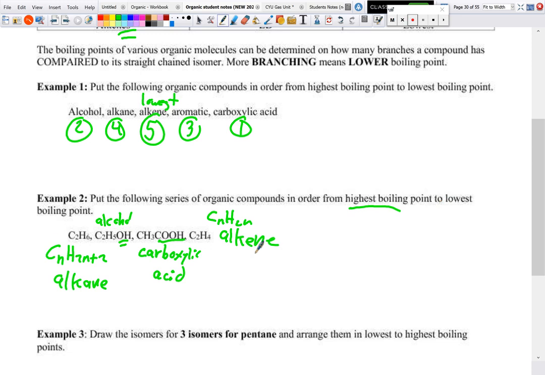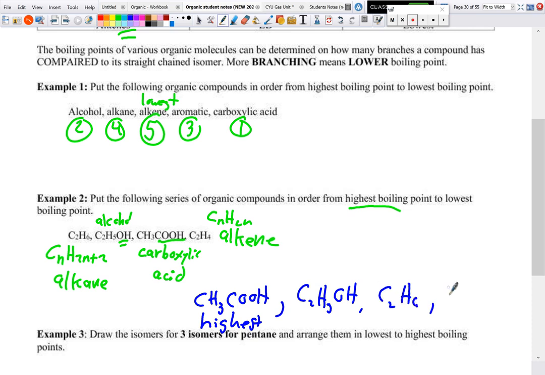Just like before, if we want to place them in order of highest boiling point to lowest, the highest is always going to be the carboxylic acid. If we wanted to, we could draw that one out, or we can just write the formula. CH3COOH is the highest. Next, our alcohol, C2H5OH. Next, our alkane, C2H6. And finally, our lowest is our alkene, C2H4. And that's how we predict which one is going to be the highest or the lowest.